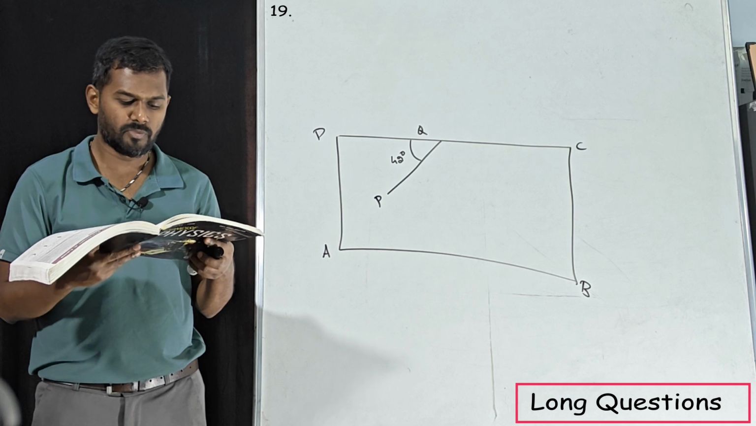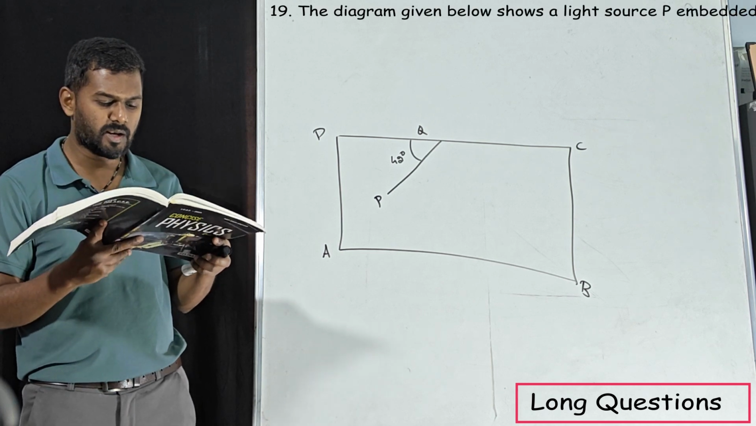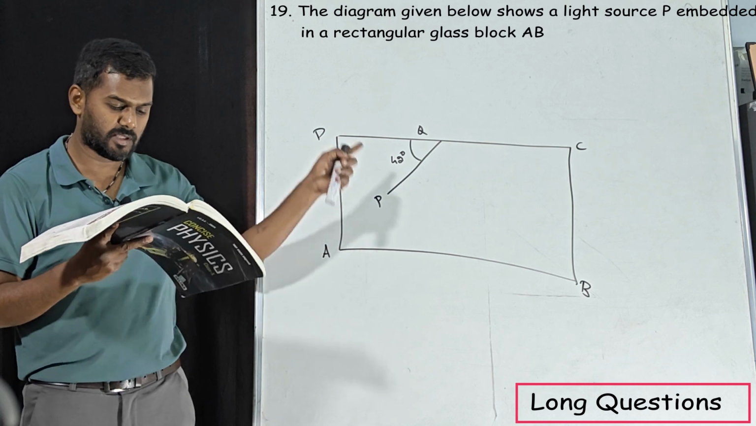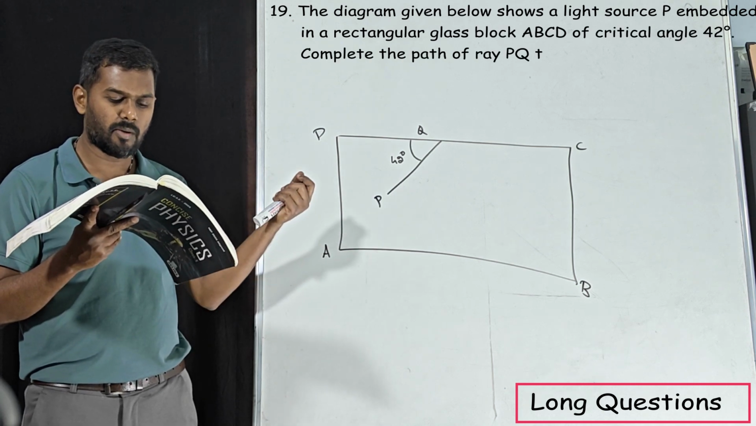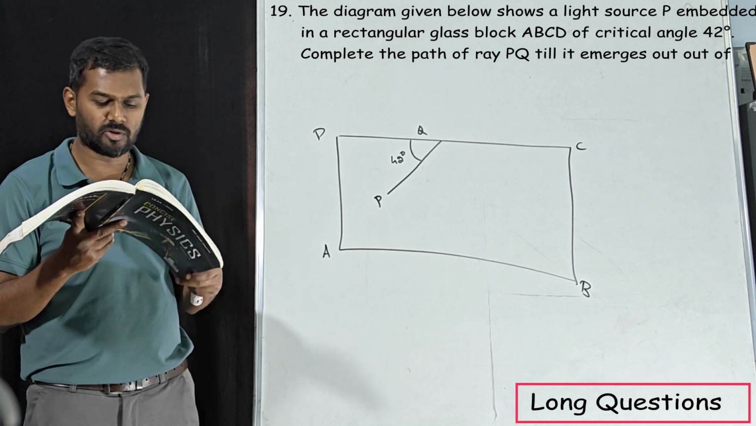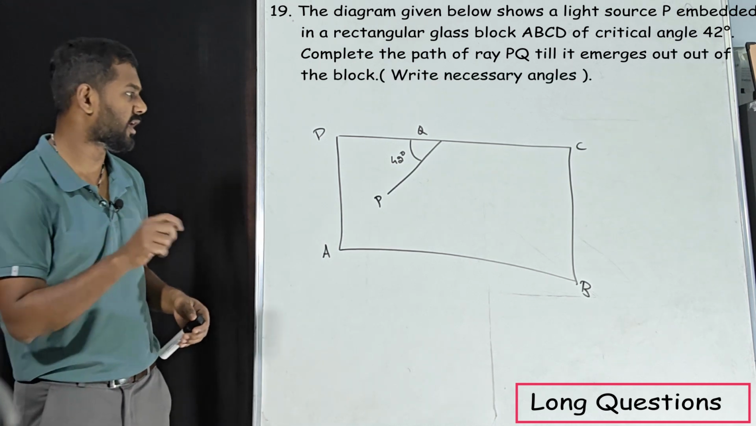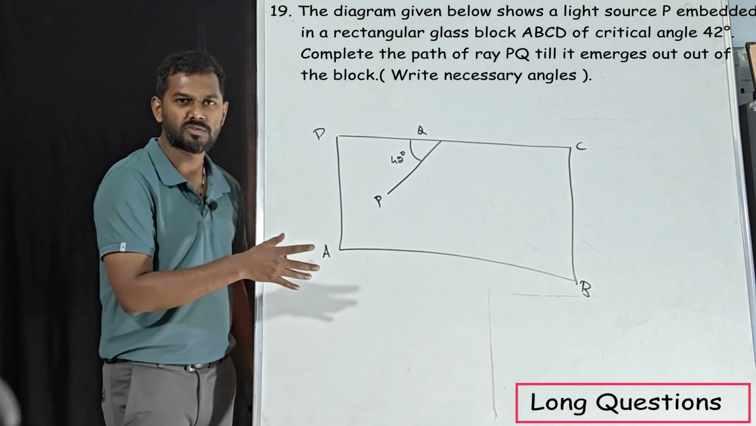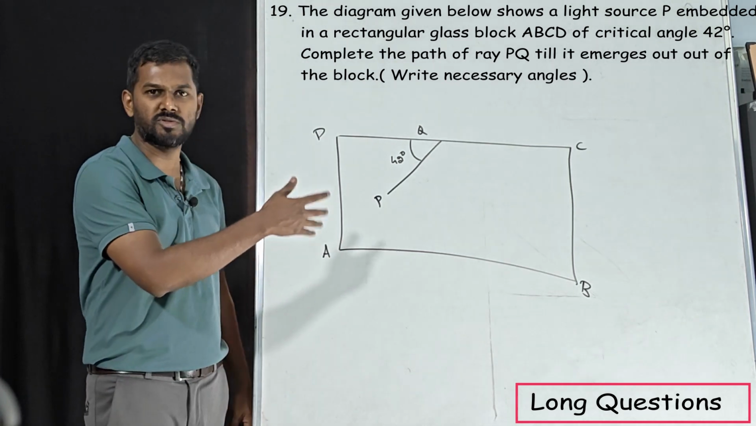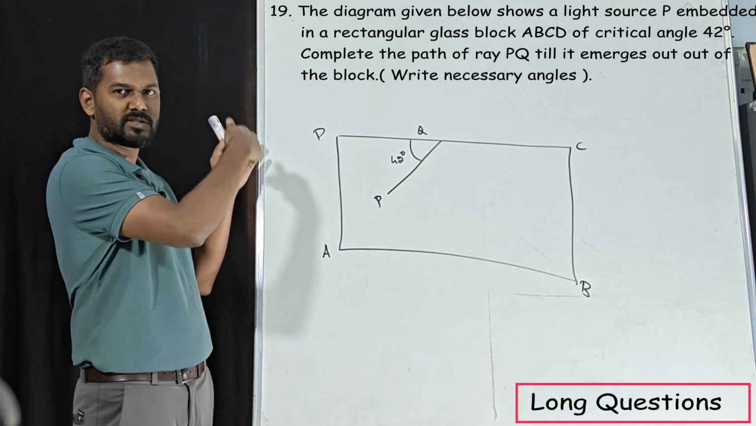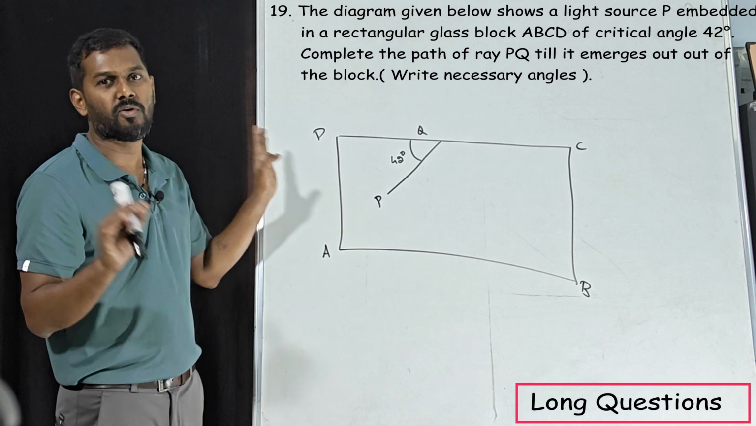Our last question. The diagram given below shows a light source P embedded in a rectangular glass slab ABCD. Critical angle is 42. Complete the path of PQ till it emerges out of the block. Write angles wherever it is necessary. Okay, listen. This kind of question we have solved once before, that is question number 7. Question number 7 is almost like this, but there it was curved glass, here it is a rectangular glass.